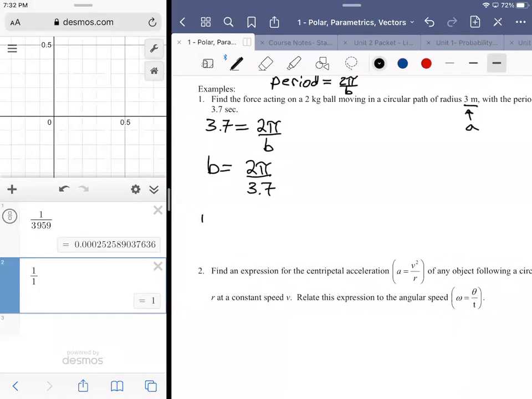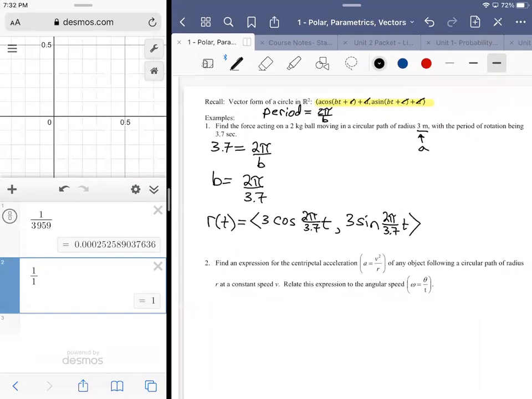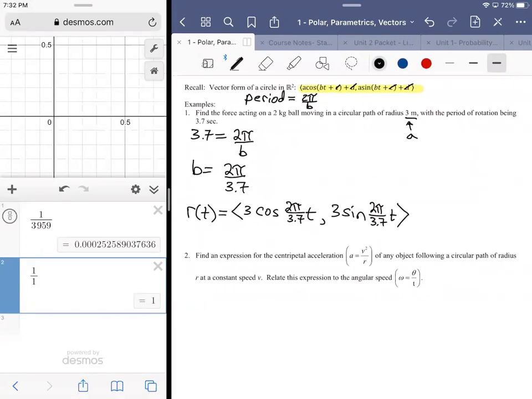So my model here, R of t, would be equal to A, you know what A is, 3 cosine 2 pi over 3.7 t, comma 3 sine of 2 pi over 3.7 t. All right, so that's the model we're working off of.